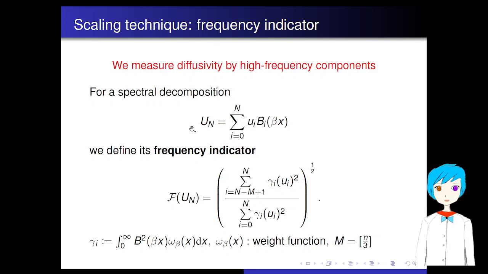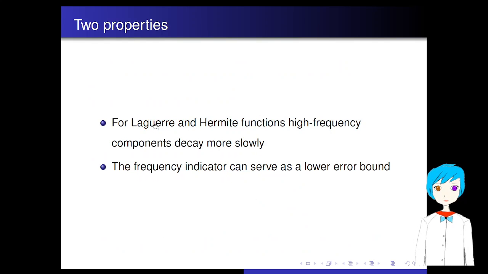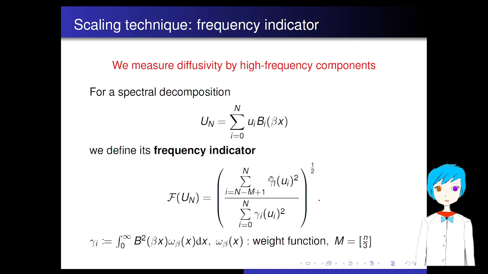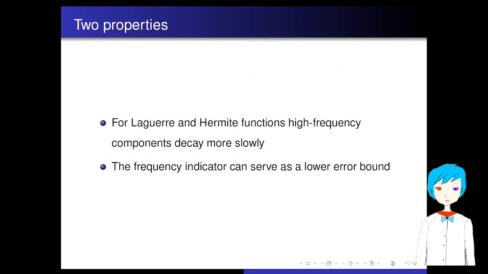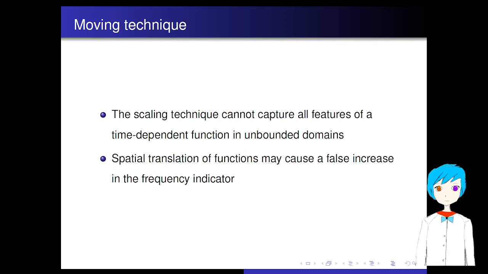So for the frequency indicator, at least for Lagrange and Hermite basis functions, high-frequency components decay more slowly than low-frequency components at infinity from the definition. And secondly, the frequency indicator actually can serve as a lower error bound. So if we monitor this frequency indicator well and maintain it to be small, then we can have a small error, lower error bound.